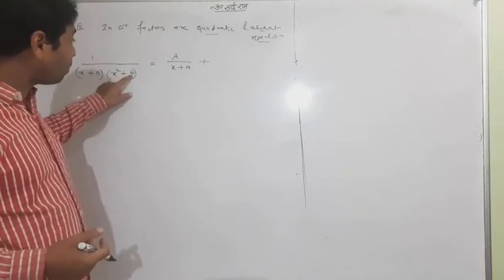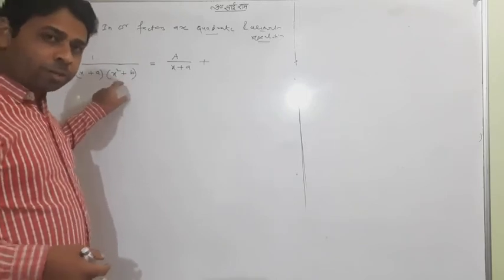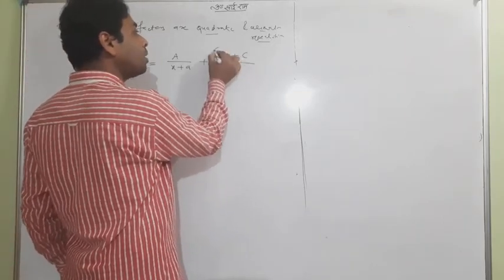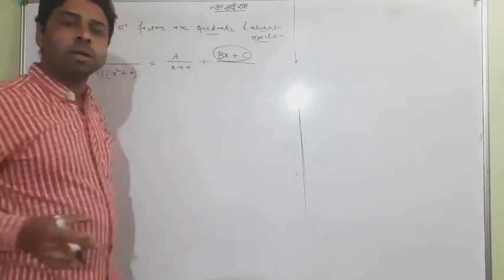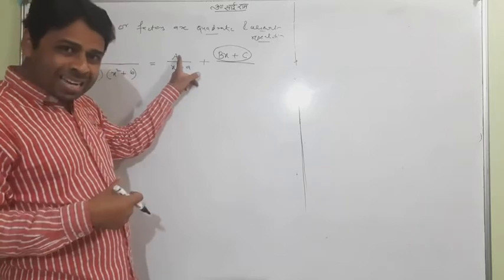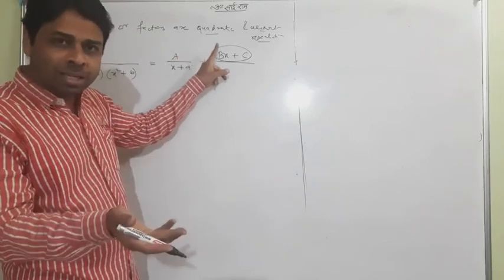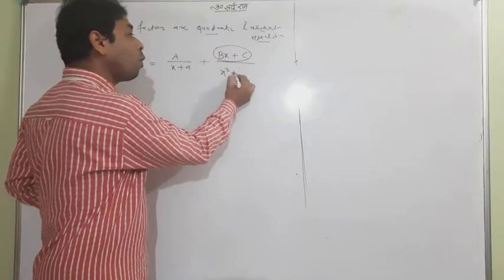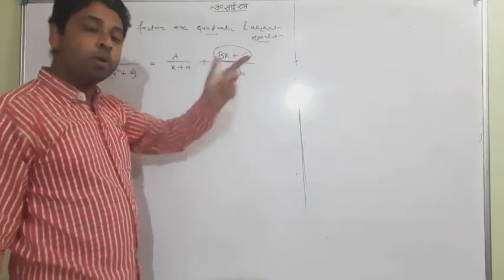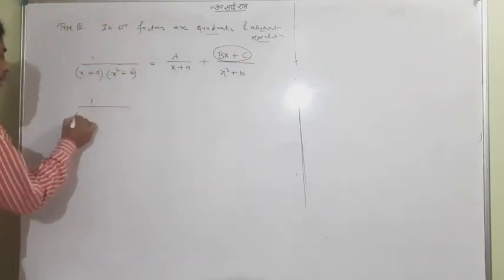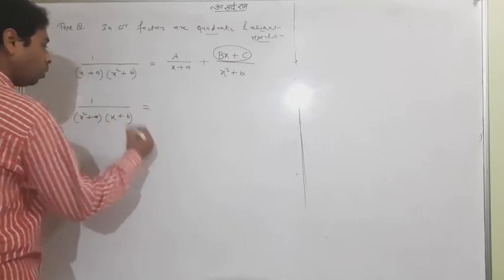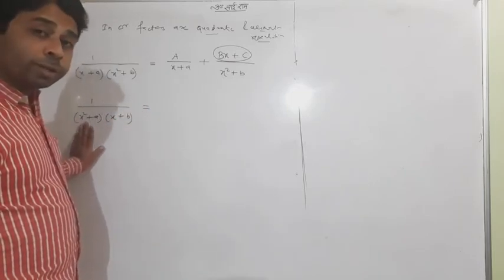So x square plus b, it's a quadratic one. It is always written with the pair bx plus c. This is a significant or standard term: after using a, we have the next letters b and c. So always your quadratic term will be written in that format, bx plus c. Confused? I'll tell you. Suppose this is a question. What will you write? This is the very first quadratic without repetition.